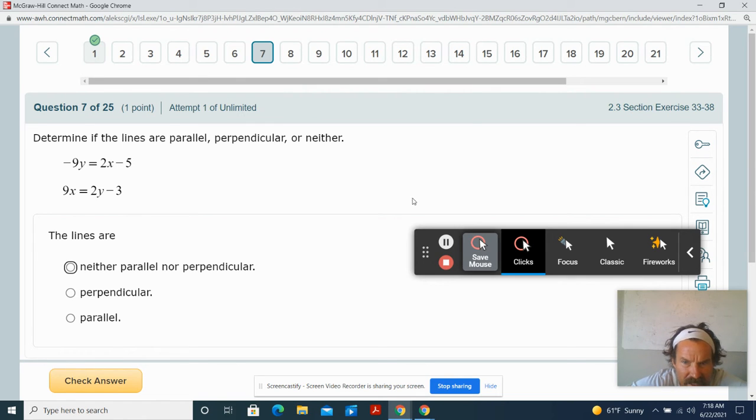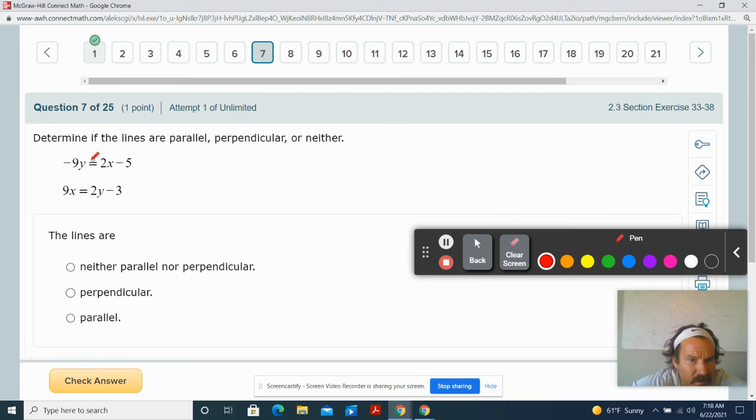So let's put both these equations in slope-intercept form. Let's start with this one here. I'm going to solve this for y. I need to get rid of this -9 that's in front of y, so I need to divide both sides by -9. So I need to take this 2 and divide it by -9, and I need to take the -5 and divide it by -9.